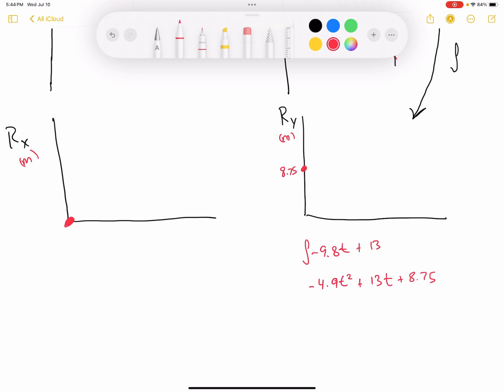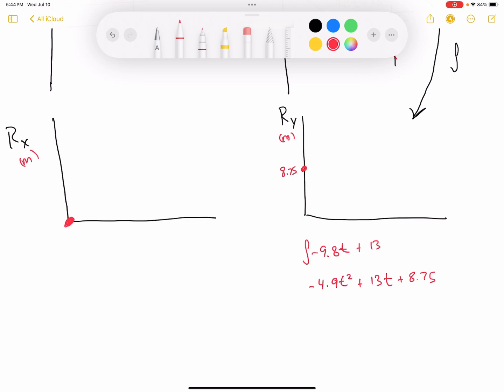So the integral was negative 4.9t squared plus 13t. But then I had to add in the initial position, which is also called the constant of integration. So you need to put in your initial position, or else you don't know where the graph is. Yeah, you have this parabola, but is it up? Is it down? Where is it at? Where is it actually hitting the y-intercept? And so if we know our initial position, which we do, then it can help us tie it down.